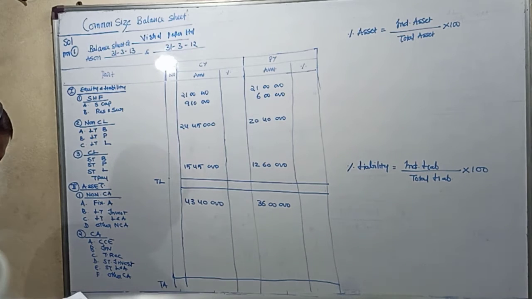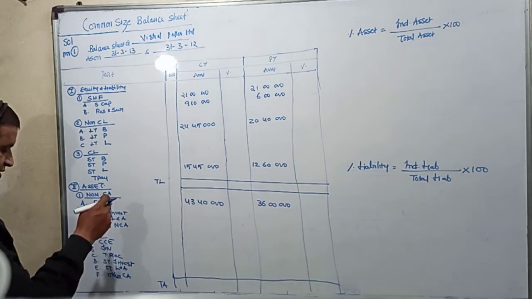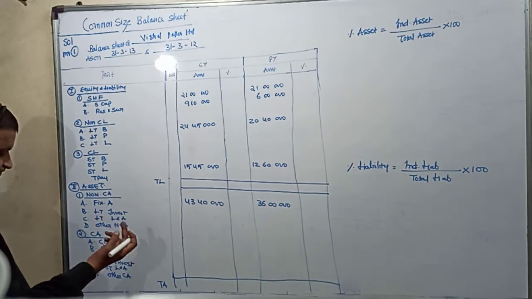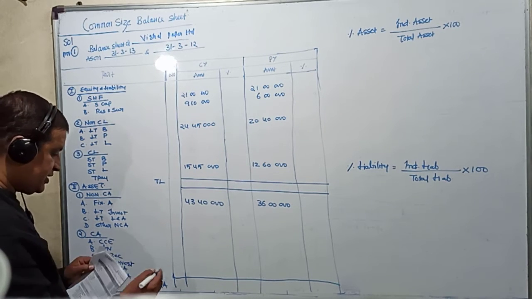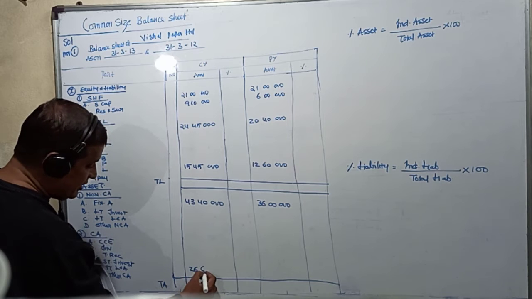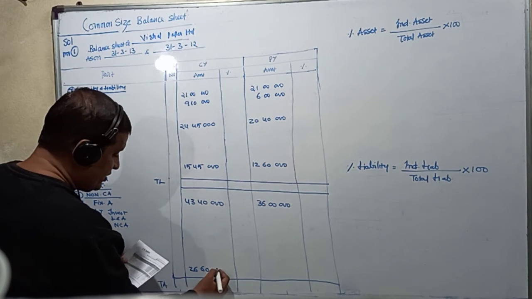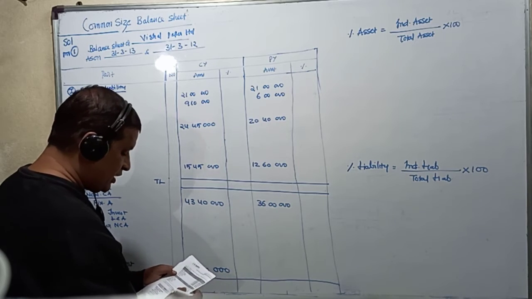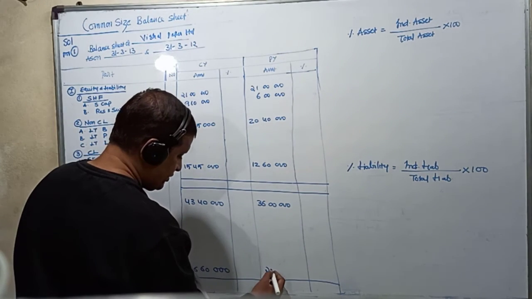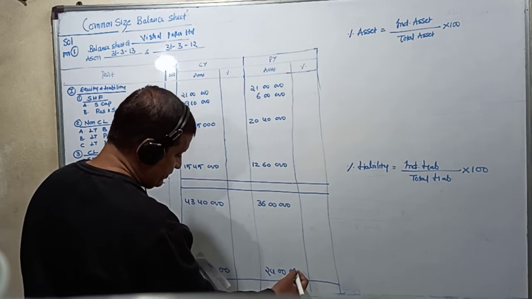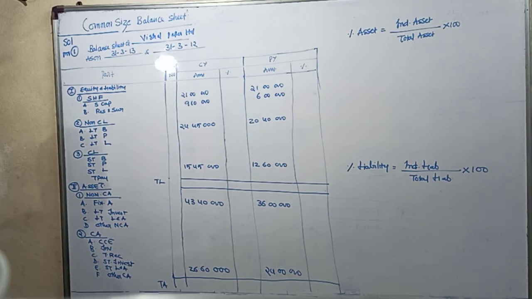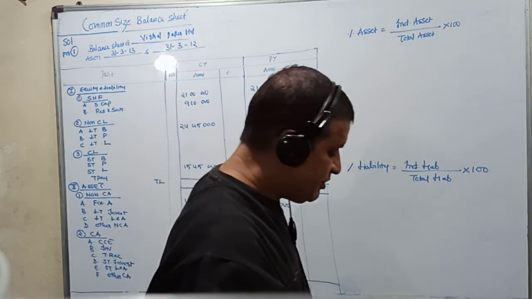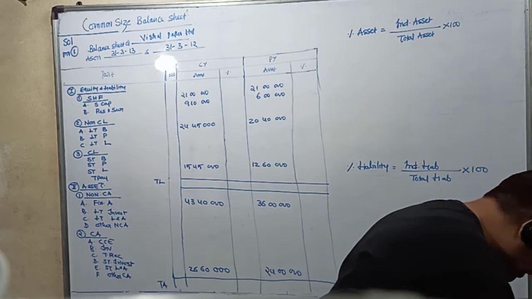Then we come to current assets. We'll assume it to be other current assets. So it is 26 lakhs 60,000, and it is 24 lakhs. So with that we have completed the amount column. First put up the pro forma, then fill in only the amount columns. Subsequent to it we can go to the percentage column.